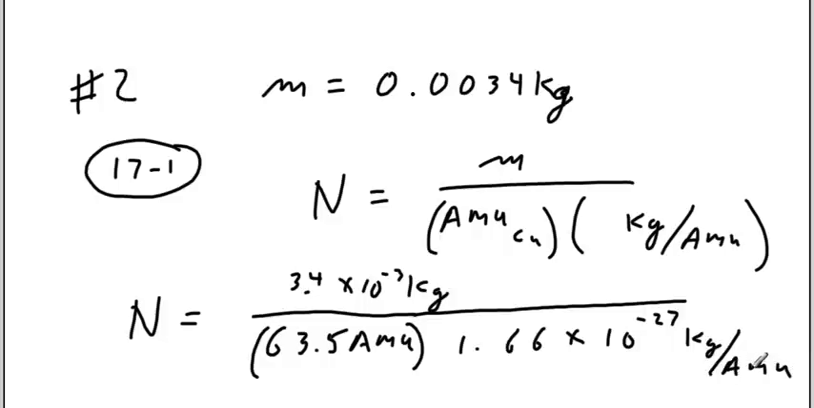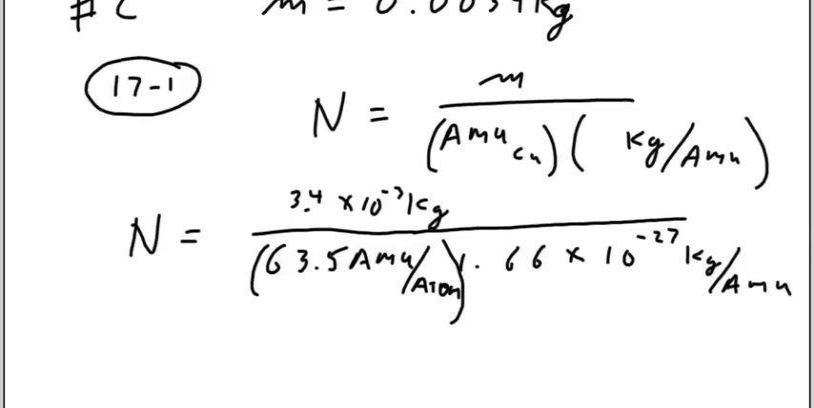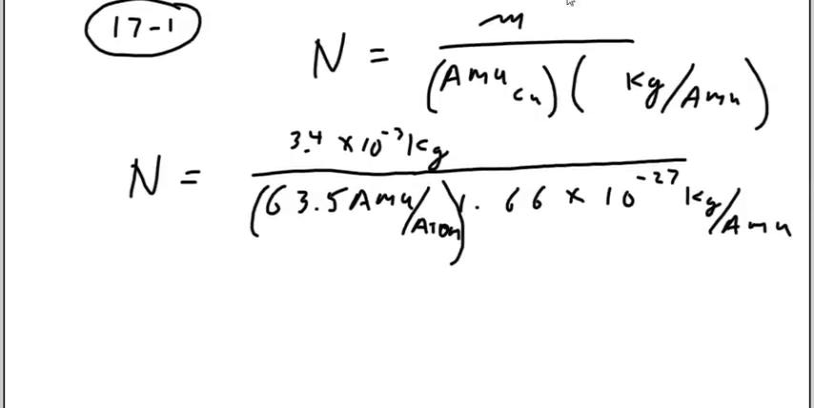Now, it would seem this is going to be atomic mass unit per atom. Okay, so it's atomic mass units per atom. Now, when we put that in our calculator, first of all, we see that kilograms go away and atomic mass units go away. And the only thing we have left over is atoms.